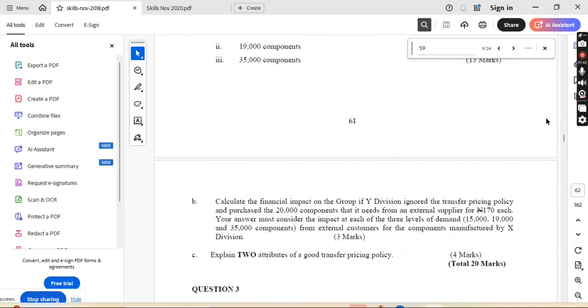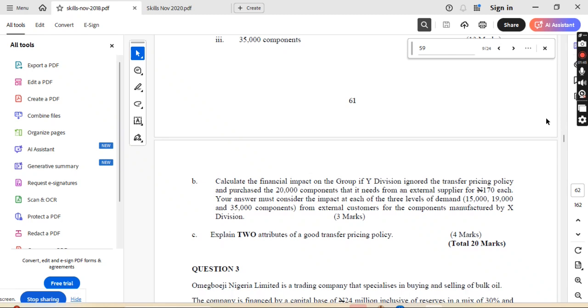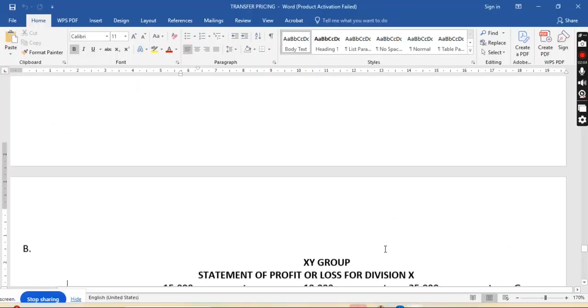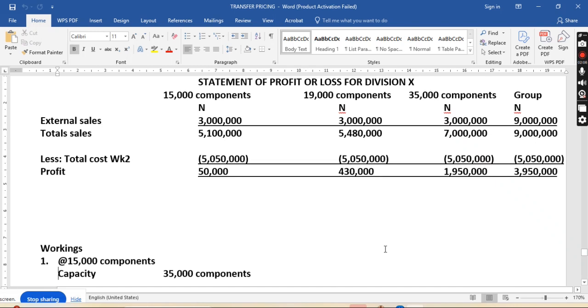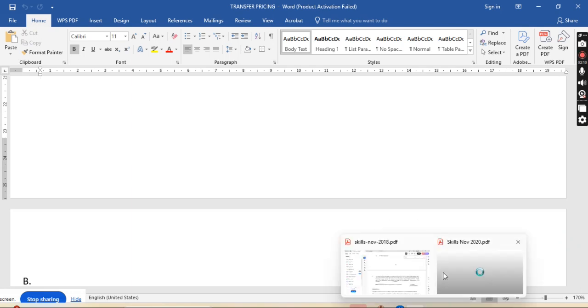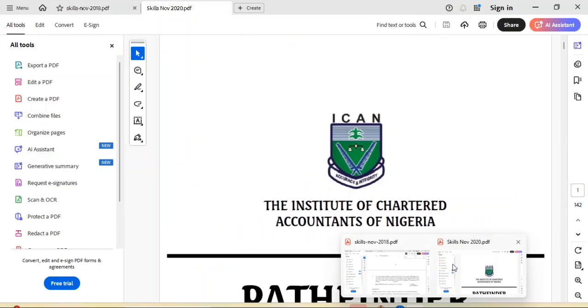So the B part of the question says: calculate the financial impacts on the group if Y division ignores the transfer pricing policy and purchases the 20,000 components that are needed from external supply for 170. Which means that Y division will purchase all these things. What will be the financial impact on the group? The question is actually straightforward.